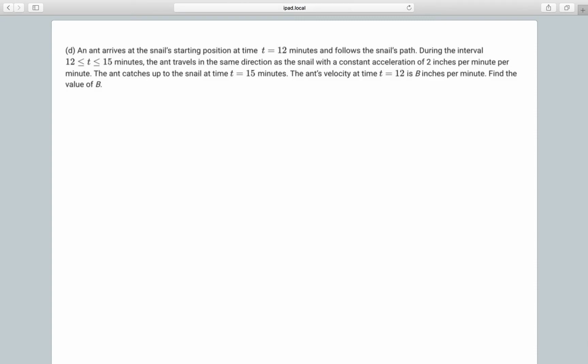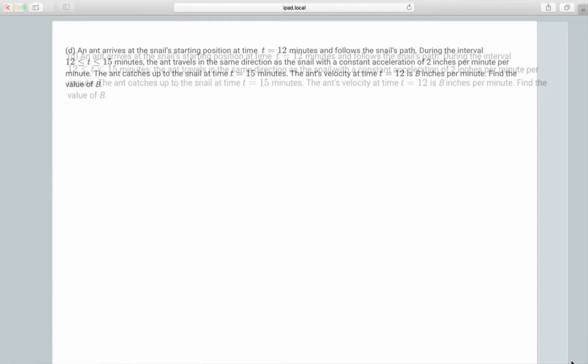So last part for this problem: an ant arrives at the snail's starting position at time t equals 12 minutes and follows the snail's path. During the interval 12 to 15 minutes, the ant travels in the same direction as the snail with a constant acceleration of 2 inches per minute. The ant catches up to the snail at time t equals 15 minutes. The ant's velocity at time t equals 12 is b inches per minute. Find the value of b.